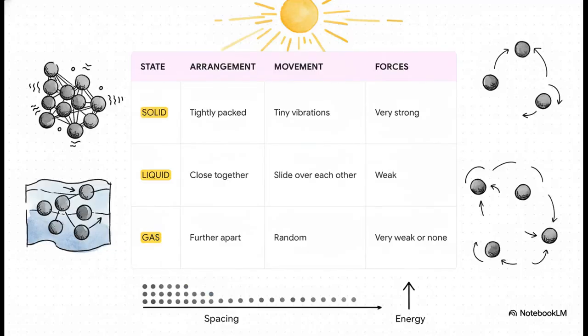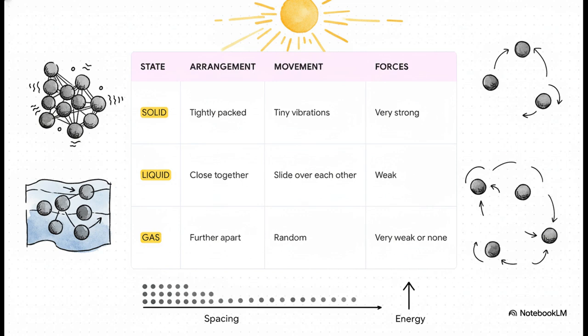Okay, so check this out. In a solid, all the particles are crammed together in this super organized grid. They're still moving, but they're just kind of jiggling in place. The forces holding them are just too strong. Now look at a liquid. The forces are weaker, so the particles can break free and just slide all over each other. That's literally why liquids can flow.